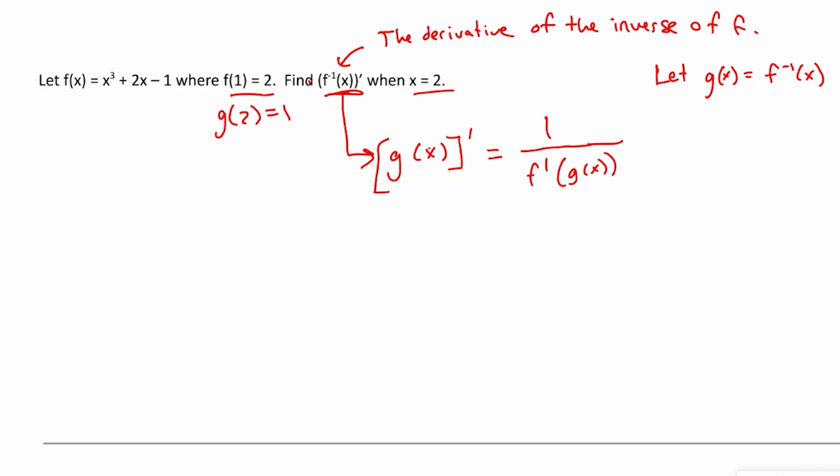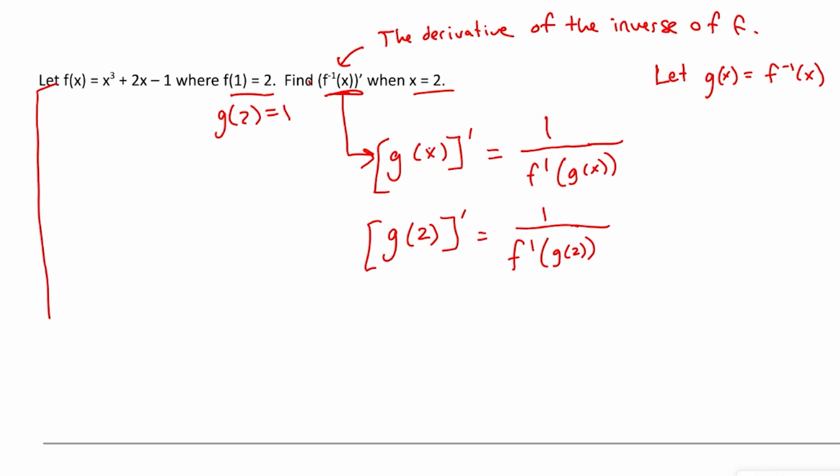So if I want to evaluate this for where x is 2, the instantaneous rate of change at 2 will be 1 over f prime of g of 2. Now we already know what g of 2 is, but we're going to need to know what f prime of that is. So that means we have to find f prime. So f prime, using the power rule, is going to be 3x squared plus 2.